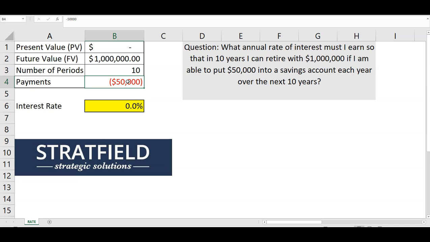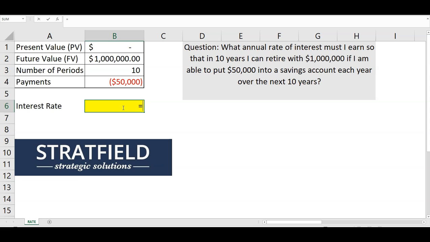I've entered the payments as a negative, and the reason I did that is because cash is leaving my hand in order to go into the savings account. One of the inputs, either present value or future value in this formula, must be a negative value. So the way I teach this is: if the money is going out of your hand and somewhere else, it is a cash outflow and should be put in as a negative. Since I'm paying money into the account, that is what I'm going to put in as the negative.